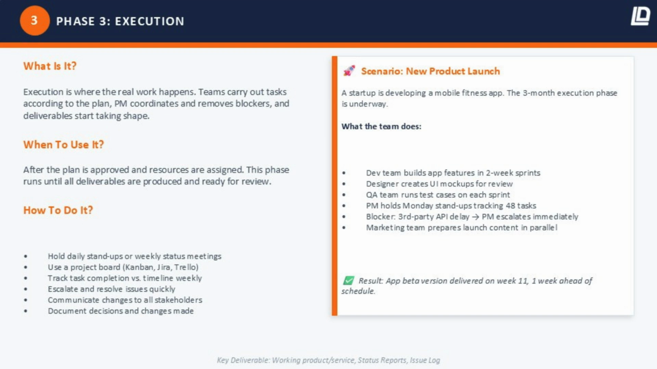Effective execution means the project manager is actively in the trenches, coordinating, unblocking, communicating, and adjusting. You're not a passive observer. You are the engine keeping everything moving.